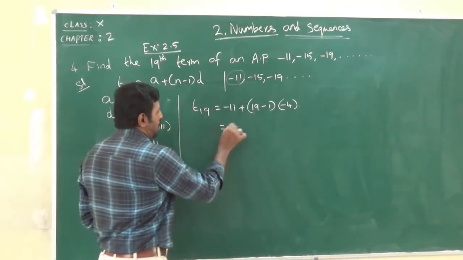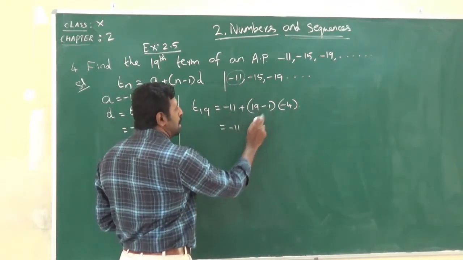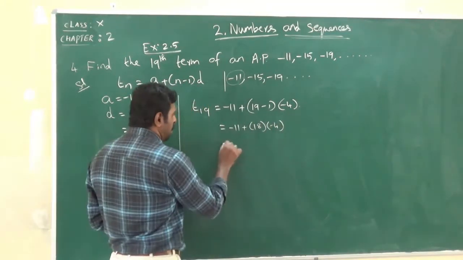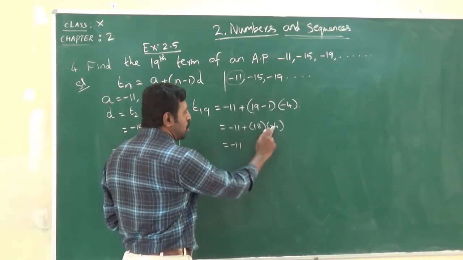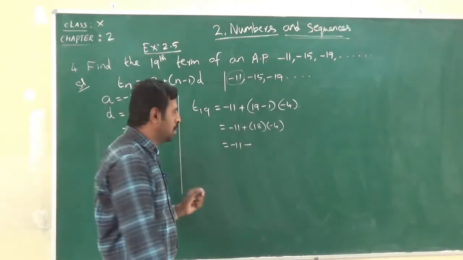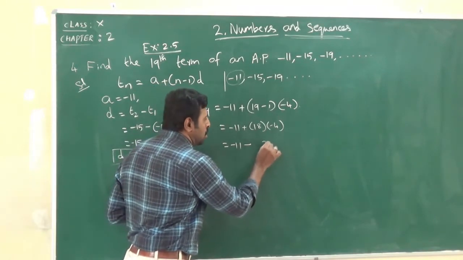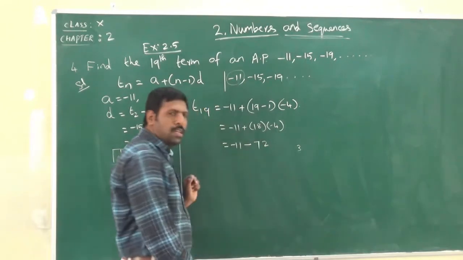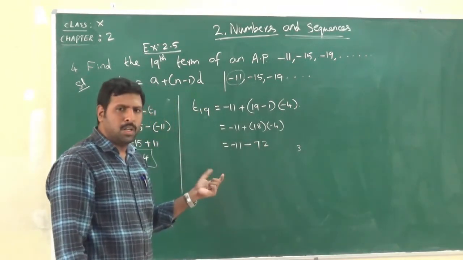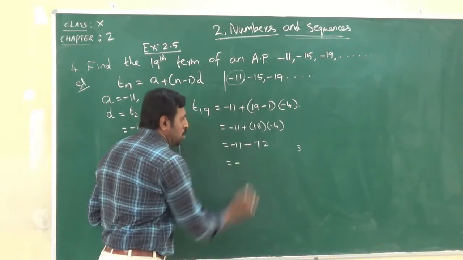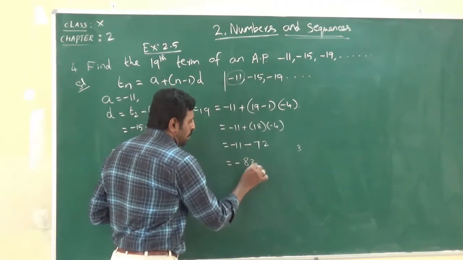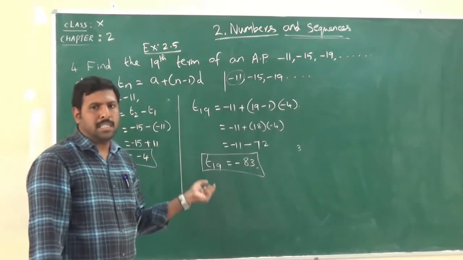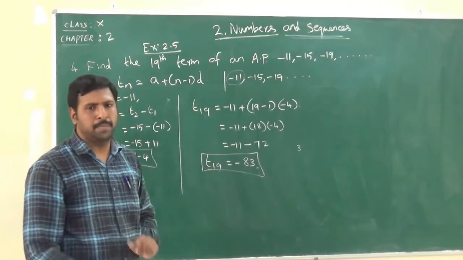Next, minus 11, 19 minus 1 is 18, into minus 4. Then we have minus 11 plus into minus, minus. Plus into minus is minus. 4 8s are 32, 2 remainder 3. 4 1s are 4 plus 3 is 7, so 72. Both having the negative symbol, so put the negative symbol and add the two terms, we get 83. So the 19th term of the AP is minus 83.